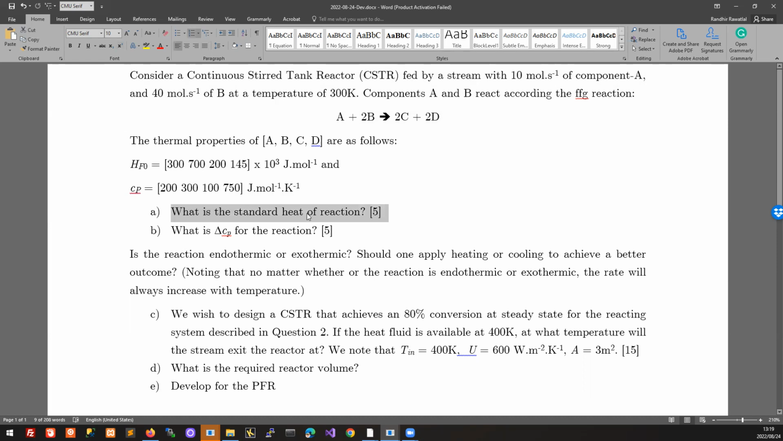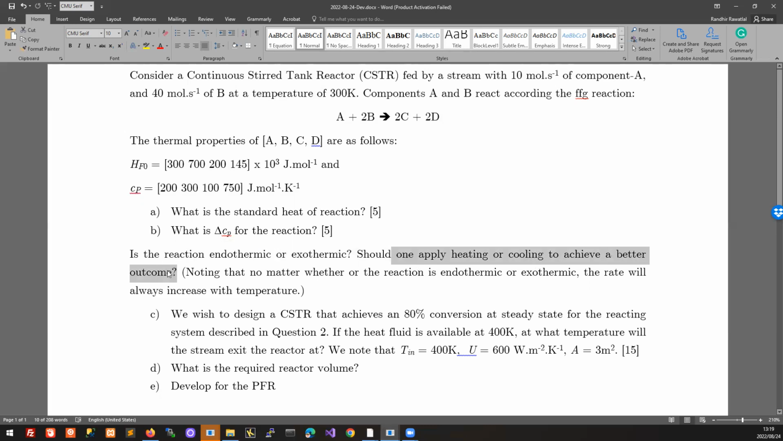So what's the standard heat of reaction? That's one of the things, of course, we'll need. And then there's delta Cp for the reaction. So that's defined very much in the same way that we define the standard heat of reaction. We define the kind of standard heat capacity of reaction, if you like. And then the question, is it endothermic or exothermic? So that's something we can work out. Should we apply heating or cooling to get a better outcome?